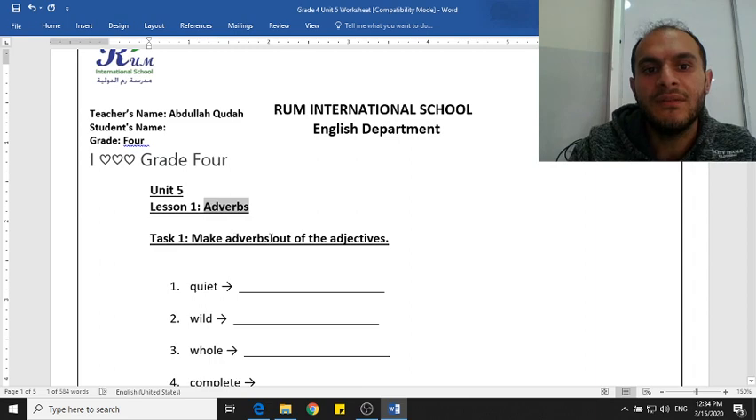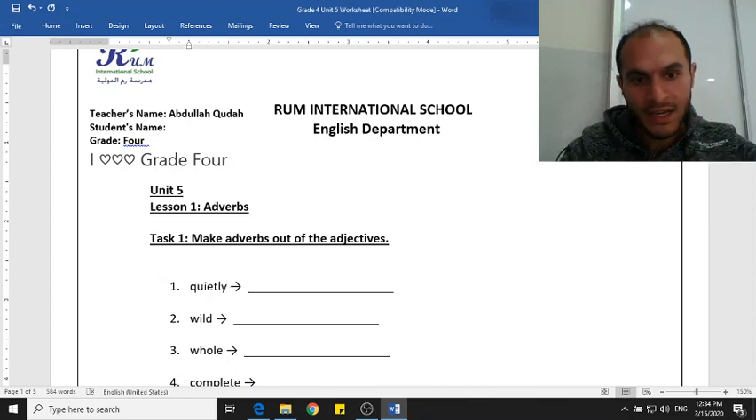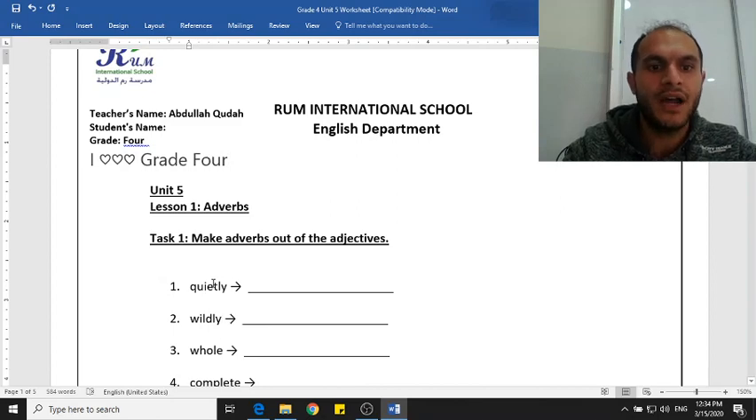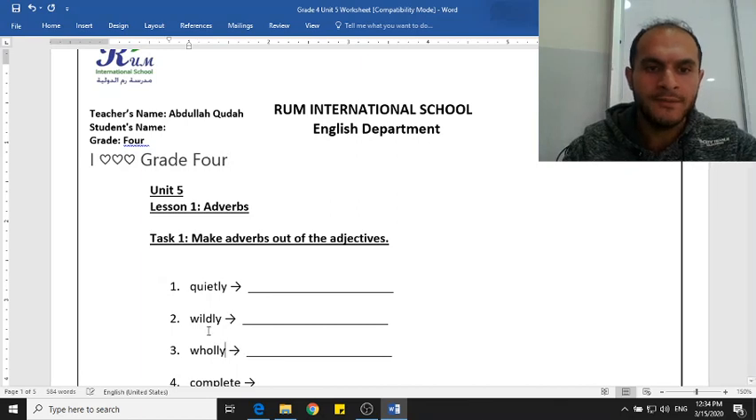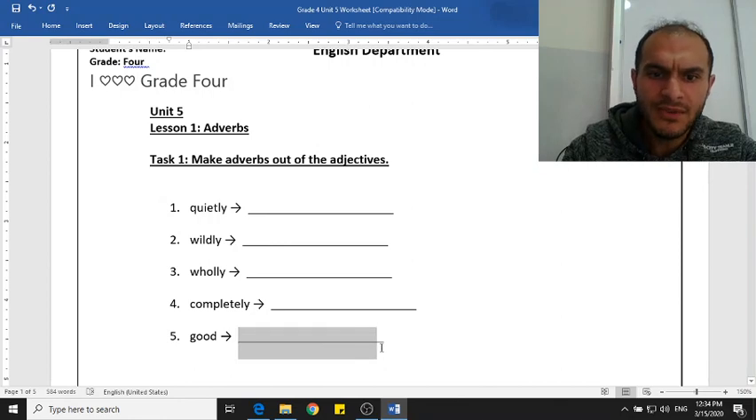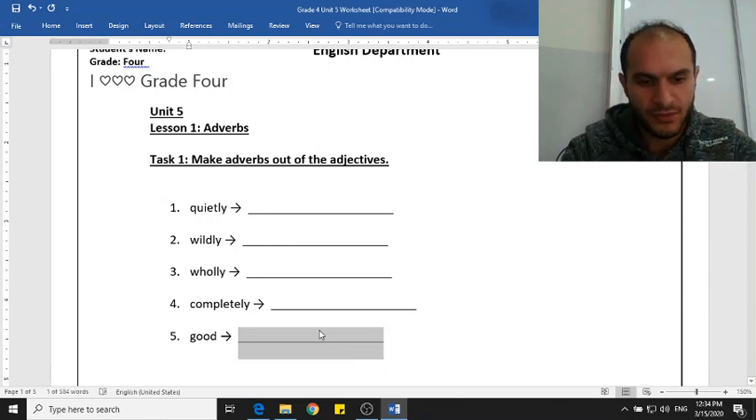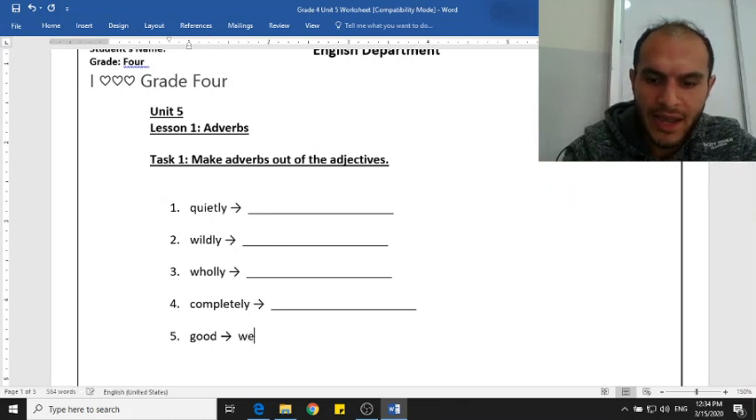Here we have some adjectives and we want to make them adverbs. If you remember, there was a very easy way to do that. Most adjectives, when we make them adverbs, we just add ly. So here we have quiet, quietly, wild, wildly, whole, wholly, and complete, we can say completely, except for this word. This word is an irregular adverb. When we want to make it an adverb, we have to say good and well.